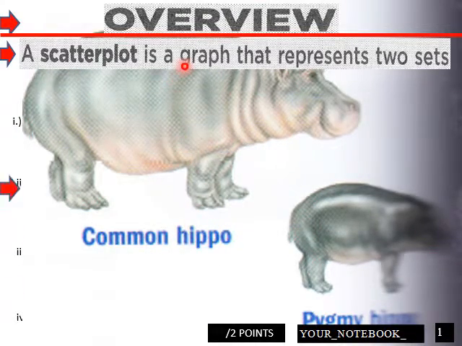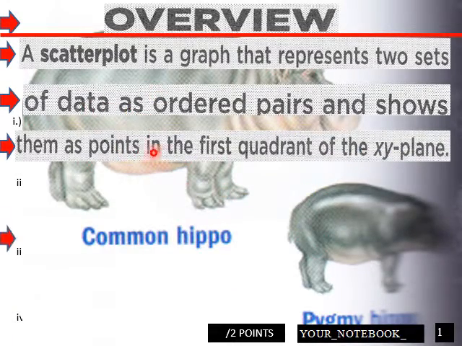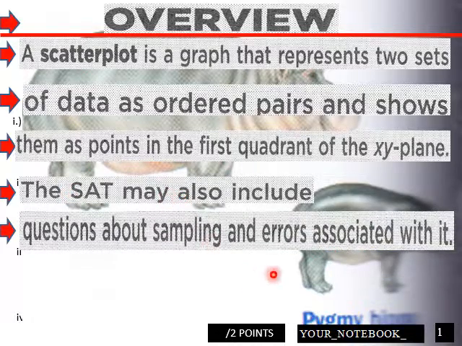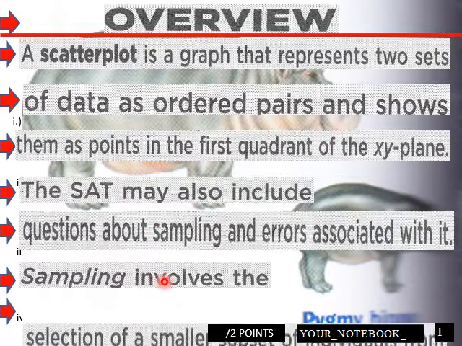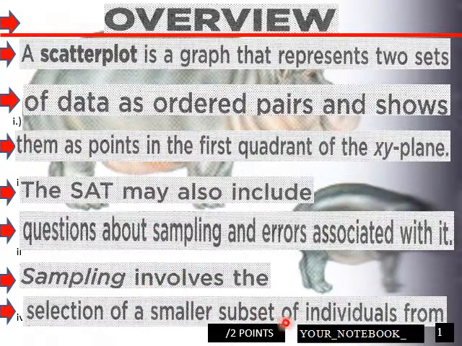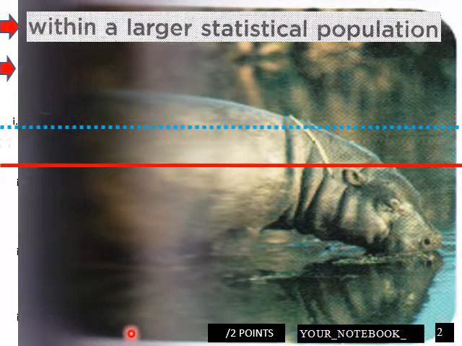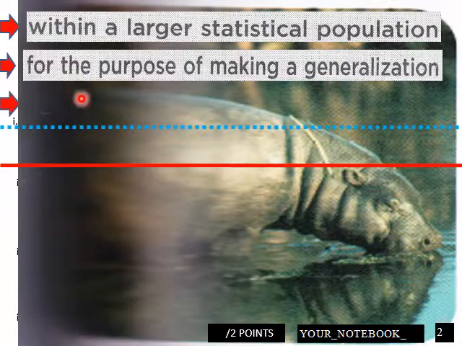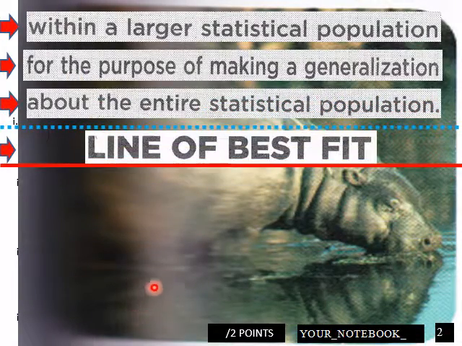Overview. A scatter plot is a graph that represents two sets of data as ordered pairs and shows them as points in the first quadrant of the XY plane. The SAT may also include questions about sampling and errors associated with it. Sampling involves the selection of a subset within a larger statistical population, for the purpose of making a generalization about the entire statistical population.